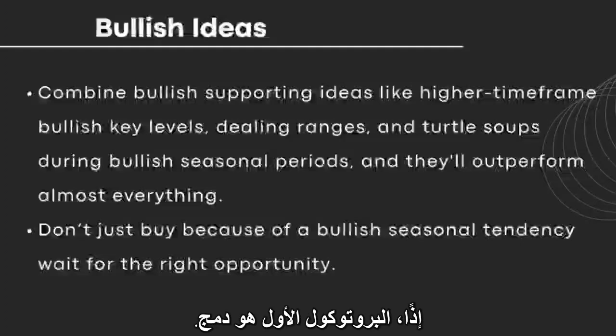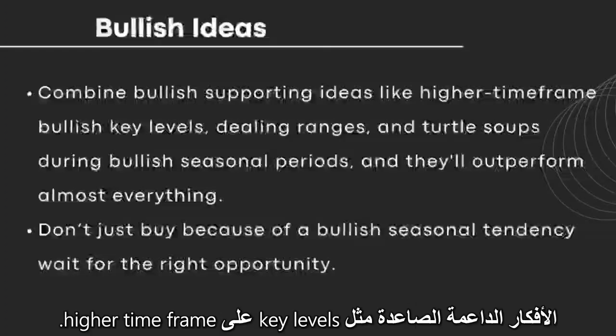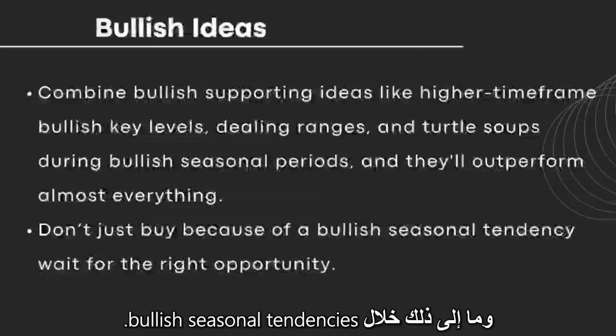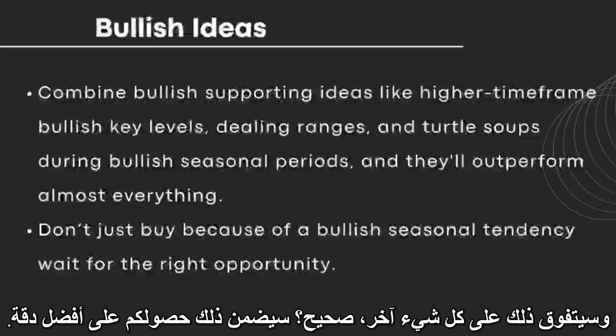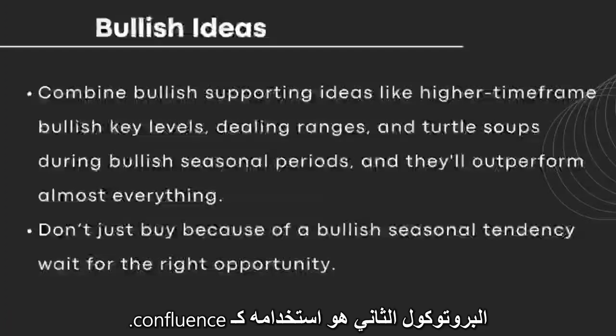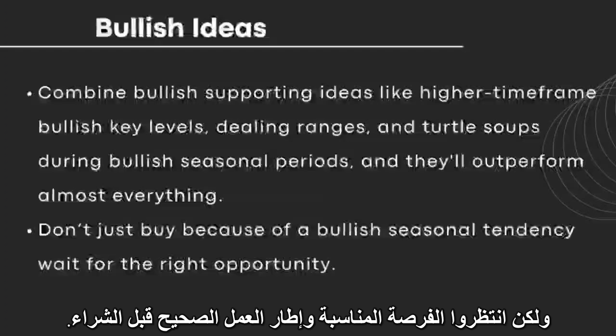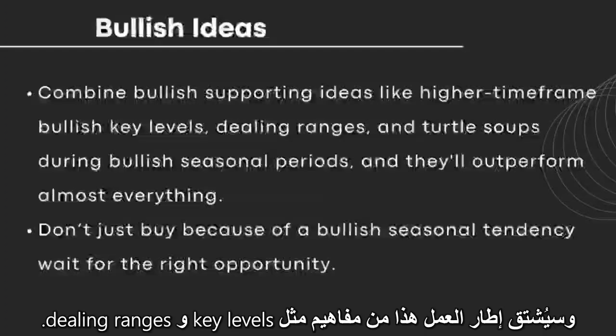So the first protocol is to combine bullish supporting ideas like higher time frame key levels, dealing ranges, market profiles, and so on during bullish seasonal tendencies, and it will outperform everything else. That will make sure you have the best accuracy. The second protocol is to use it as a confluence. Don't just buy because there is a bullish seasonality, but instead wait for the right opportunity in the framework before buying it. And that framework will be derived from concepts like key levels, dealing ranges, and so on.